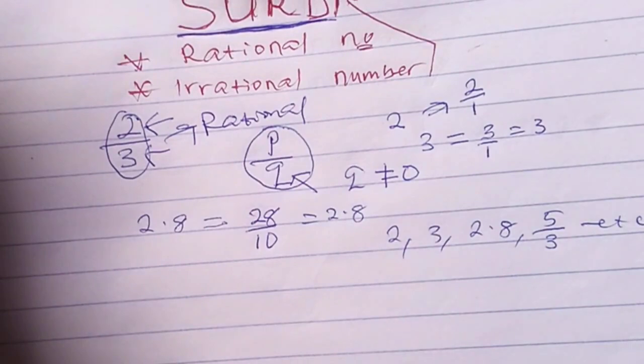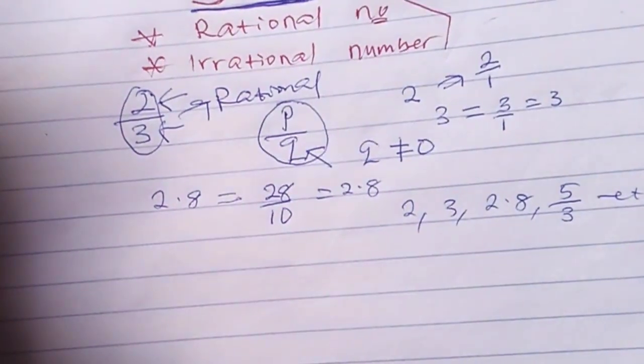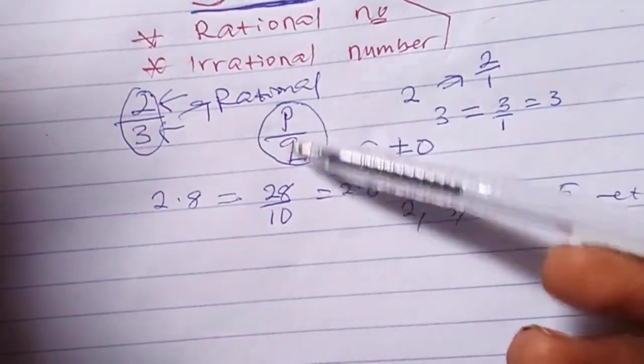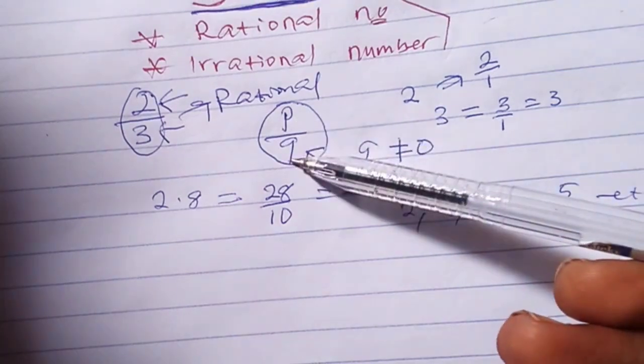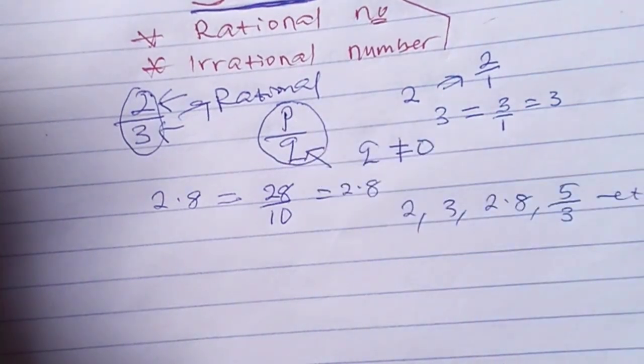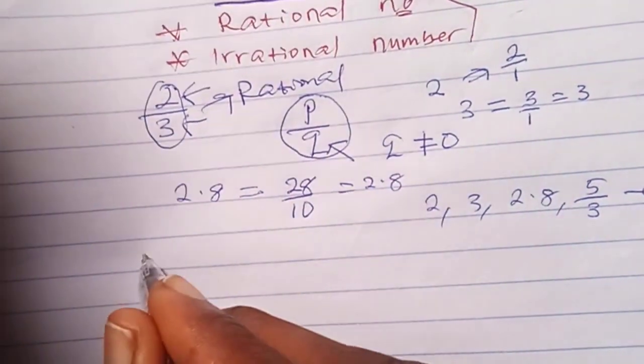Now, what are irrational numbers? Let's look at what irrational numbers are. Irrational numbers are numbers that cannot be expressed in this form, that is, as a ratio of two integers. Take for instance pi. There are some constants in mathematics that are irrational numbers, numbers like the value of pi.